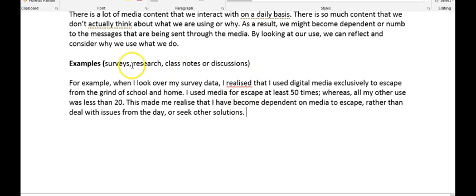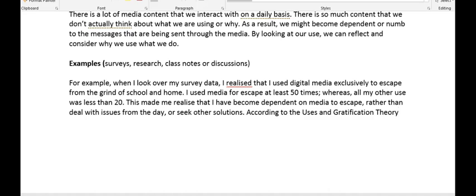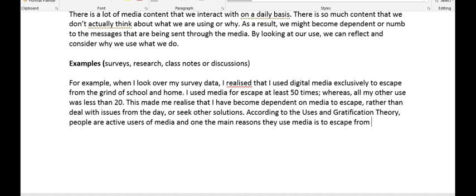Now already what I've done is I've gone ahead and included information from my surveys. Well, I can include some research as well. And I can say, according to the uses and gratifications theory, which we studied as part of the unit, which is in your workbook, people are active users of media. And one of the main reasons they use media is to escape from reality. So I've gone ahead and now backed it up with some research as well, some examples from the uses and gratifications theory.